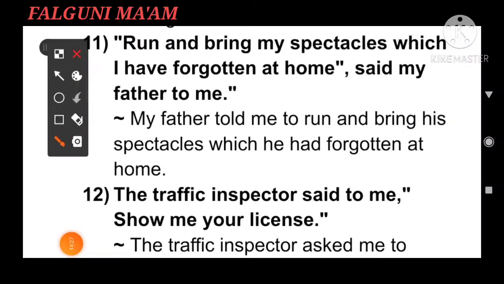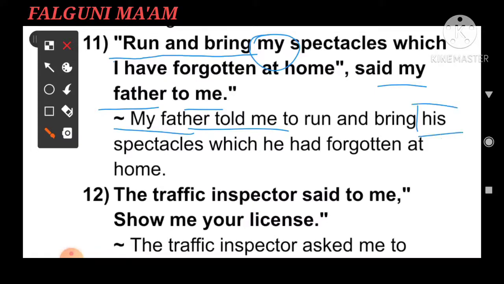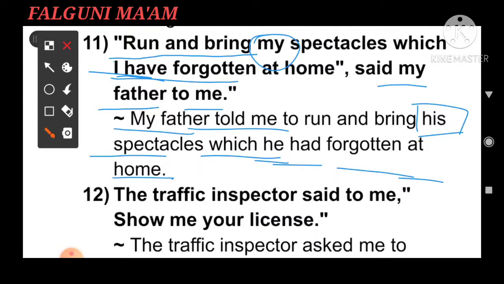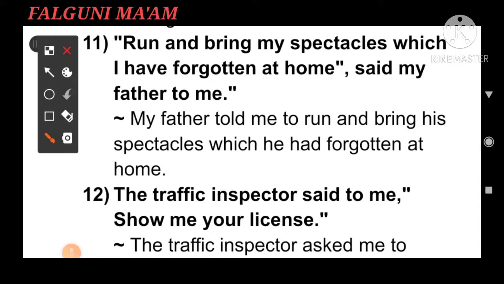Now here, if we look at the sentence, it starts with the verb, right? But we have a speaker and a listener both. My father is the speaker and I am the listener. So my father told me to run and bring my... that is, who's the speaker? The speaker is my father. So I, me, my, he, him, his. So bring his spectacles which I have. So which I, that is father, he, have is converted into had, forgotten at home. Again, run and bring my spectacles which I have forgotten at home, said my father to me. So my father told me to run and bring his spectacles which he had forgotten at home.